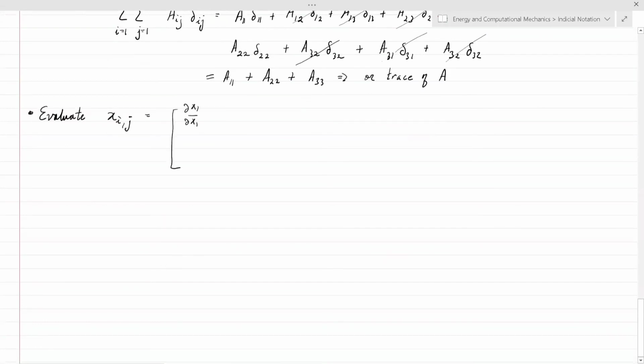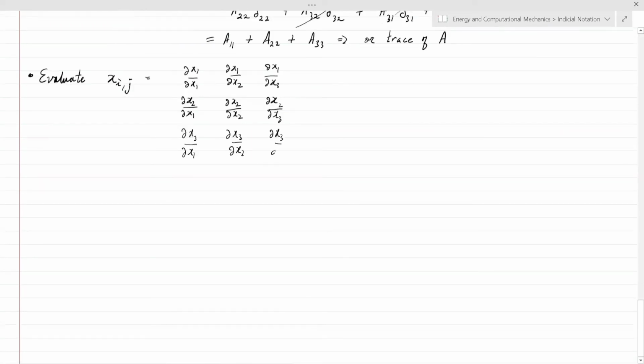Again, let's evaluate the derivative of x_i comma j. So let's look at that carefully. If you remember, I told you that comma j means derivative of something with respect to xj. And so here i and j are free indices, and that's a comma right here. Therefore, i and j are free indices, therefore, that's a second order tensor. And so I can write that in this manner.